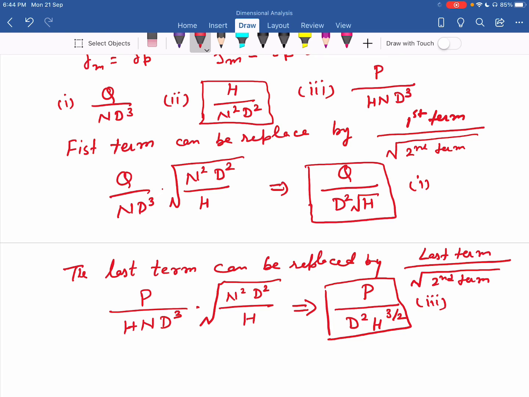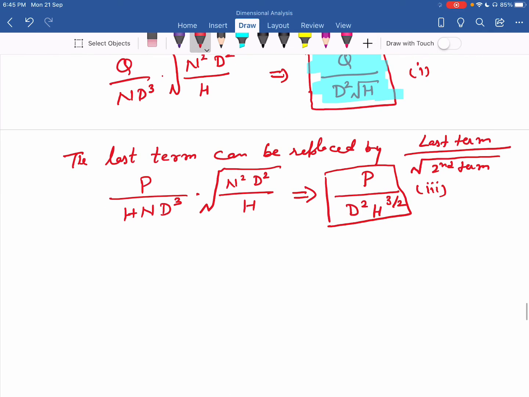Now I have two sets of equations. This is the one set: equation 1, equation 2, equation 3. The other set is the first term, second term, and the third term. So term 2 is common in both the sets.